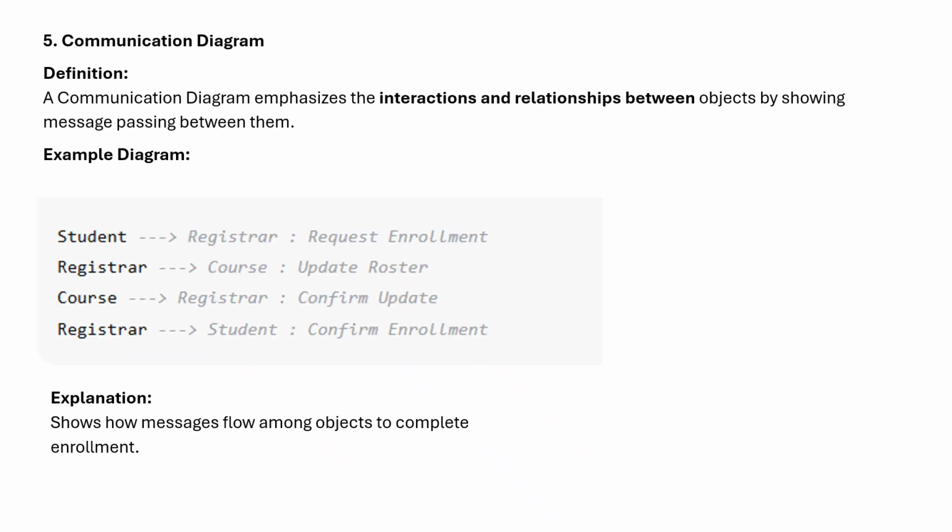The communication diagram is the last diagram. It shows the interaction between the objects of the system and the messages between them. So there is a student, a registrar, and a course. We have three objects: student, registrar, and course. The student sends a message to the registrar, request enrollment. Now the registrar is going to send a message to the course, which is called update the roster. The roster here mainly is the list.